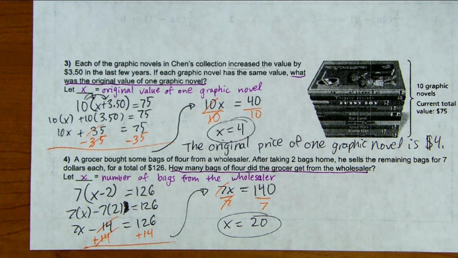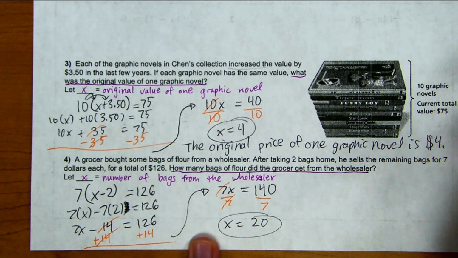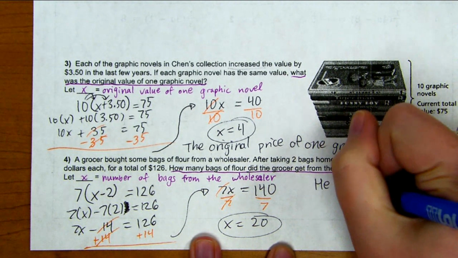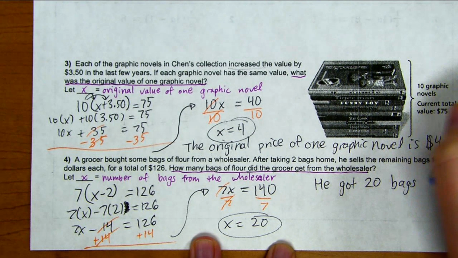So we can write our final answer as a sentence. It's answering this question: how many bags of flour did the grocer get from the wholesaler? We can say he got 20 bags from the wholesaler.